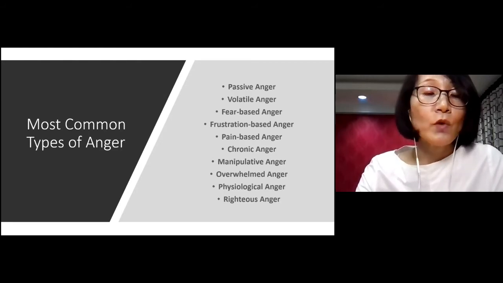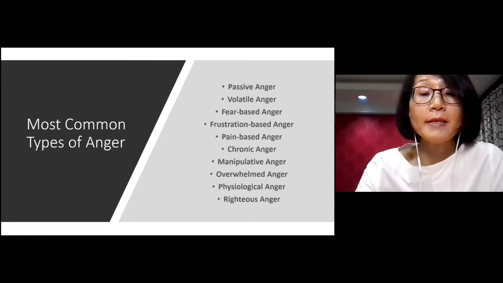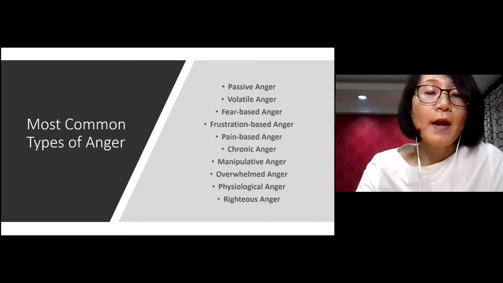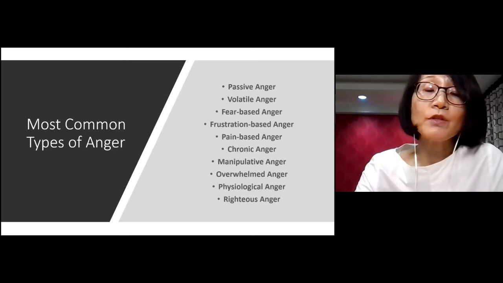Next, we have frustration-based anger. When frustration-based anger is directed against a loved one, it's a lot like fear-based anger. We have the highest expectations and greatest hopes for those we love most. When we see them failing to live up to what we think is their highest potential, we get frustrated.